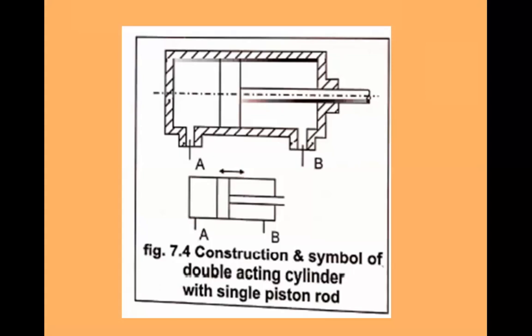For the symbol, where A and B are written, so A means what? That is the intake port. Through that you can take fluid inside your cylinder, and this is B also. Both the A as well as B ports are used for intake and outlet purpose. And your piston will move in both directions. You can see the arrow also I have shown. So this is important.